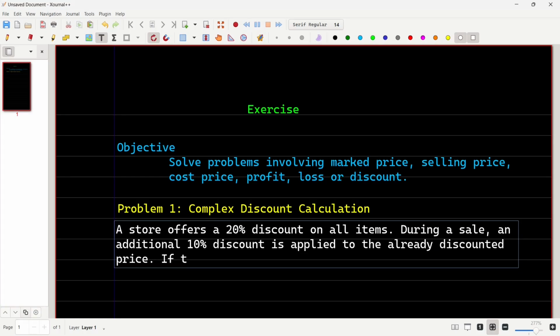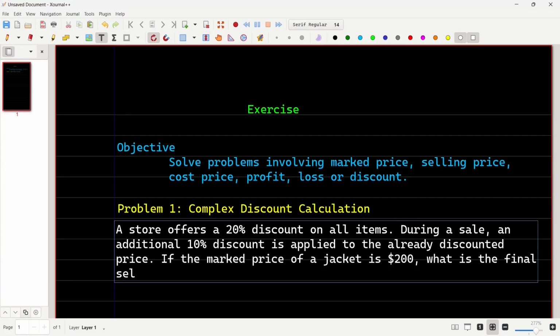If the marked price of a jacket is $200, what is the final selling price?